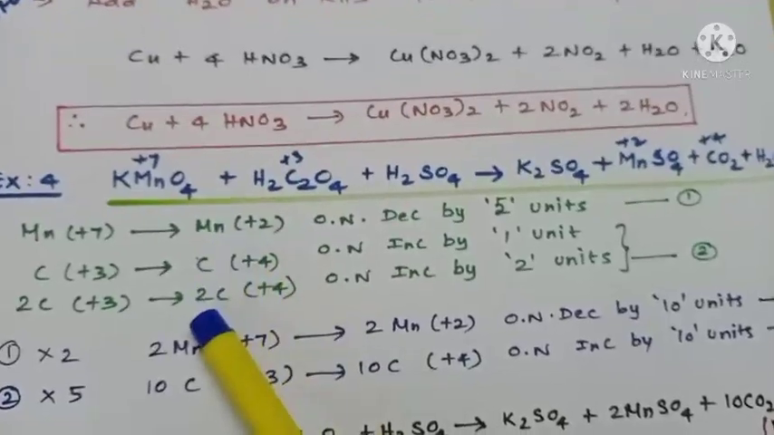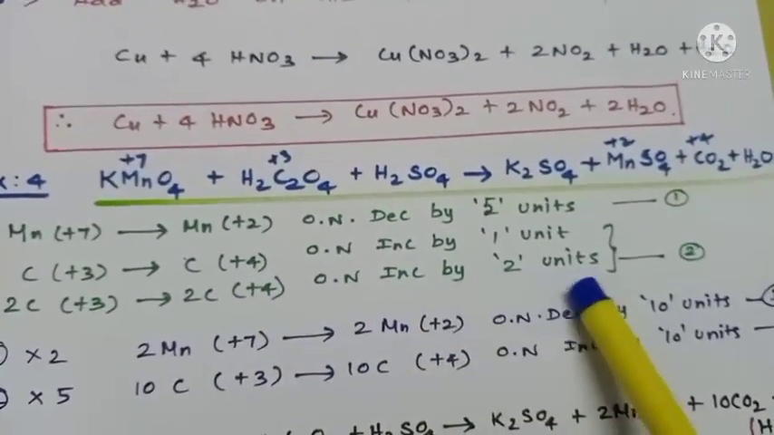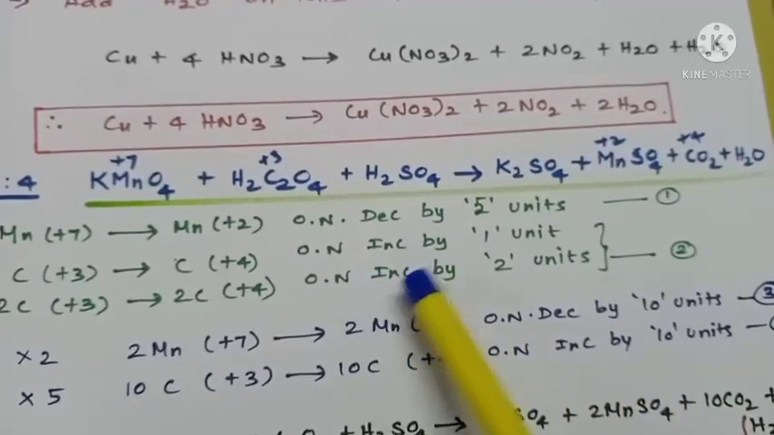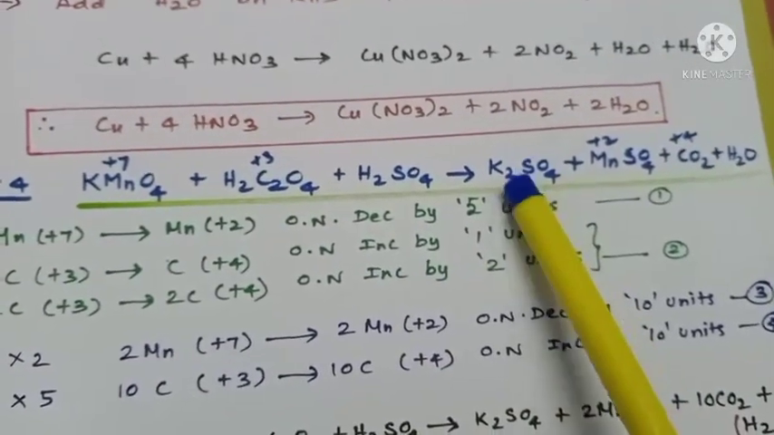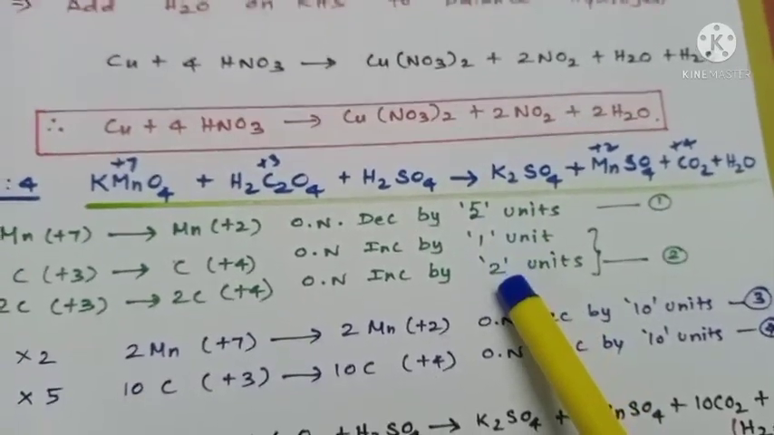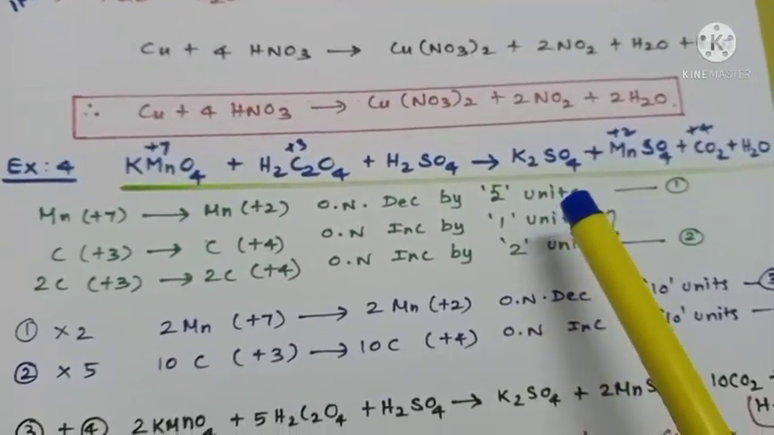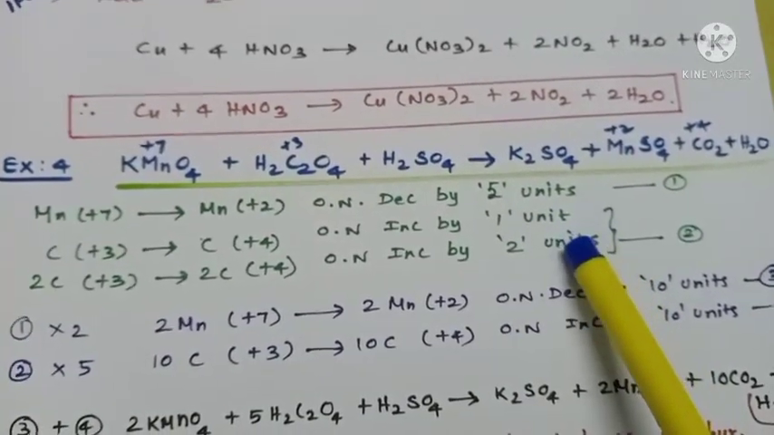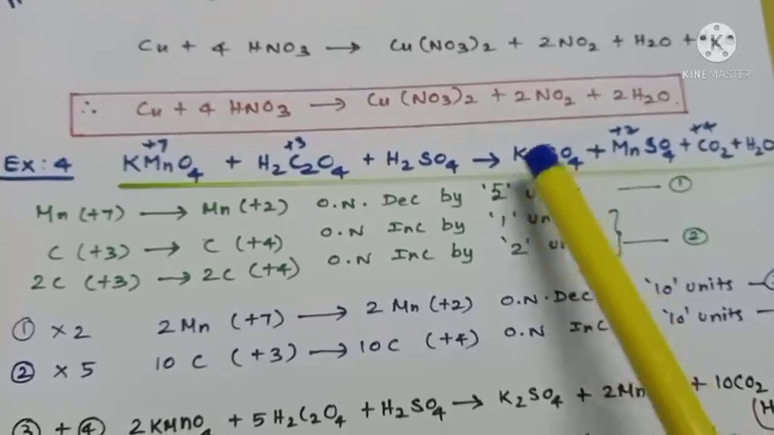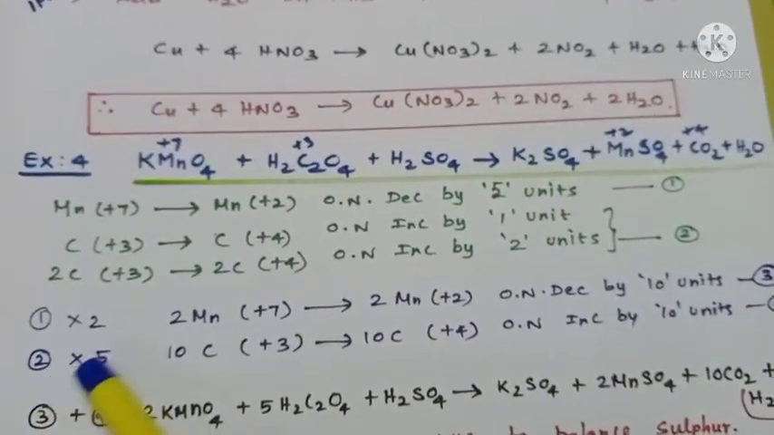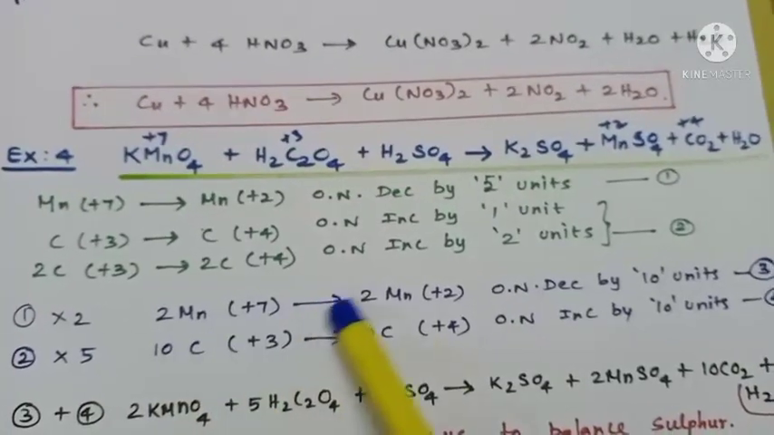Multiply this one by 2, so the oxidation number increases by 2 units. Oxidation number decreased by 5 units, oxidation number increased by 2 units. So different values, isn't it? One is an odd number, another an even number. You know very well when you get odd and even, you have to do cross multiplication. Now equation 2 is multiplied by 5, and equation 1 is multiplied by 2.